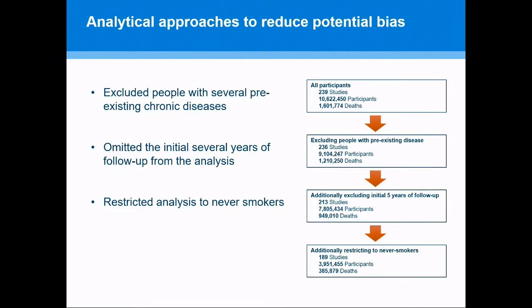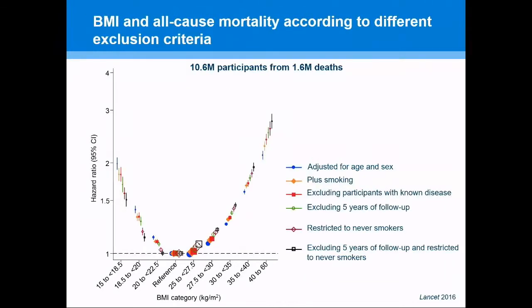So you can see on the flow chart how we came down from 10.6 million people to actually about 3.9 million people, but really selected people that are allowed to really assess reliably the association between BMI and mortality. And so actually, if you look at the association between BMI and the risk of mortality, I can see how the hazard ratio will change if you apply different exclusion criteria.